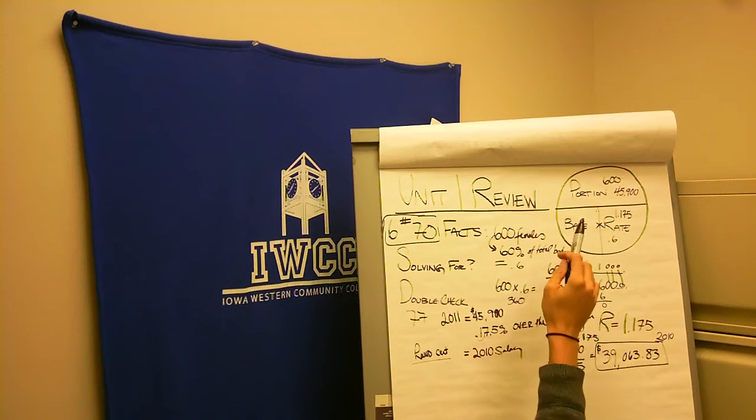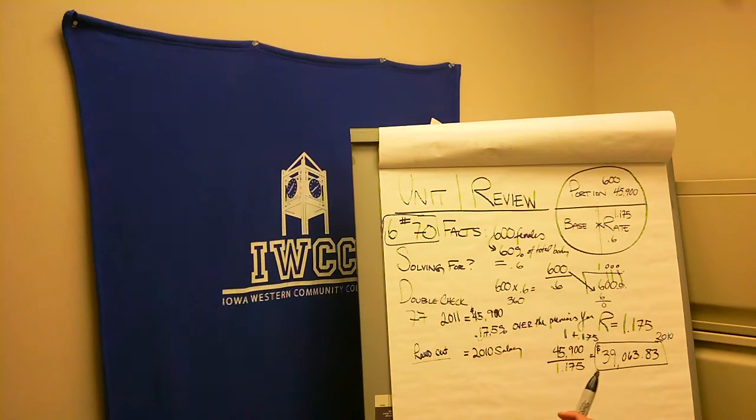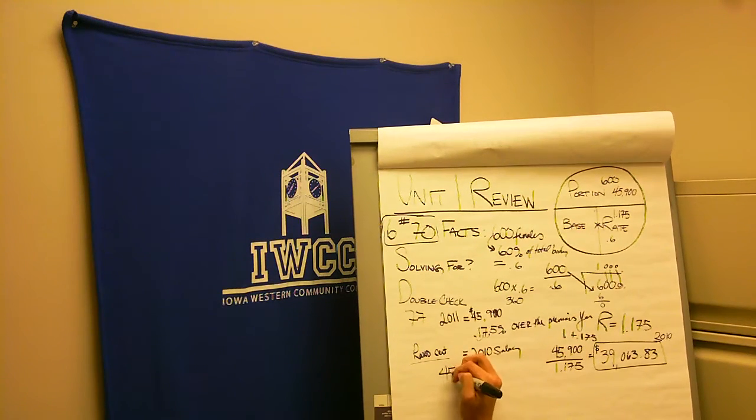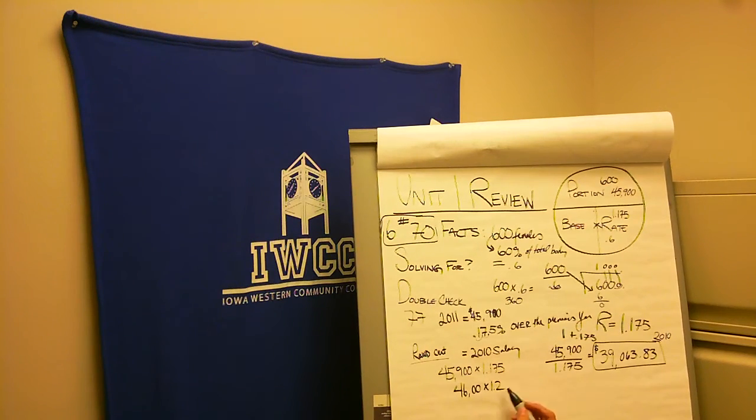And that was because I knew it was the portion. But what if I didn't know? What would I do? Well, I could start off and just say, is that my base? Let's plug it in there and see if that works. So 45,900 times 1.175. Well, just looking at it, I know this is close to 46,000 times 1.2. Okay, so that means his salary is going to be more because it's 0.2.